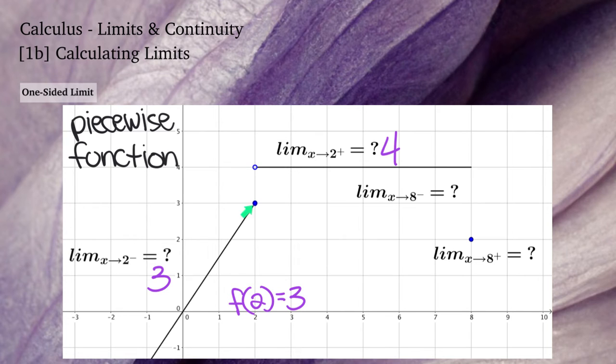That blue point is a point on the function. The open hole at 2, 4 is not a point on the function. If it was a point on the function, then this function would not actually be a function. It would be called a relation. These fine details come into play a lot in calculus. Since the left-hand limit is 3 and the right-hand limit is 4, the two-sided limit at x equals 2 does not exist.